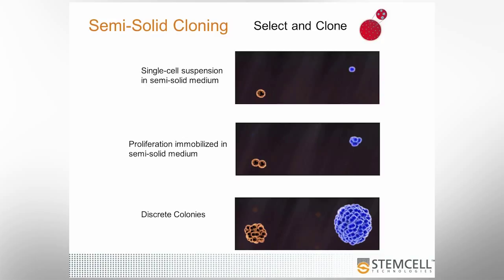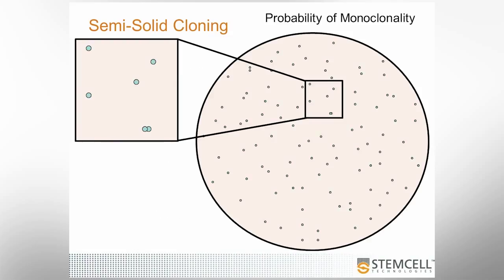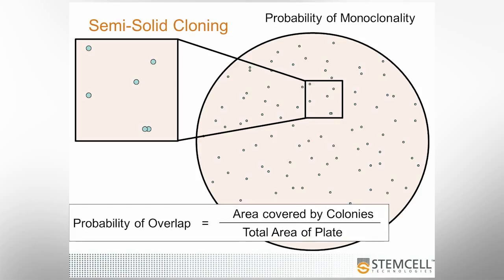The exception to this, of course, is where those 2 original cells are placed so close together that when the colonies form, they actually overlap. The probability of monoclonality for semi-solid cloning is therefore related to the probability of overlap of the colonies on the plate. And this can be calculated by estimating the area of the plate that's covered by colonies divided by the total area of the plate.